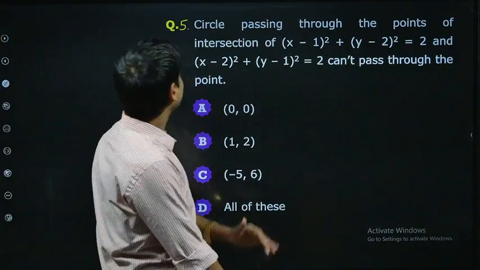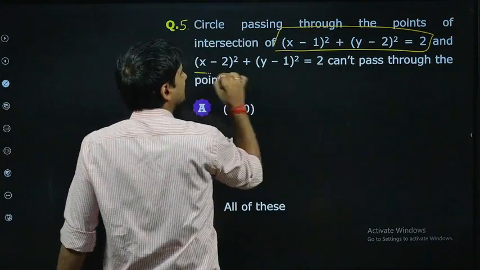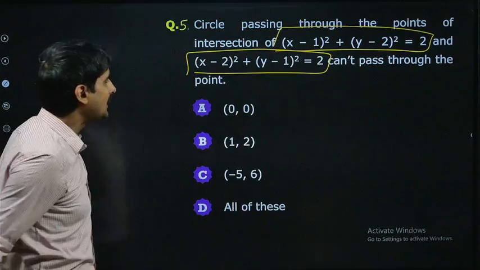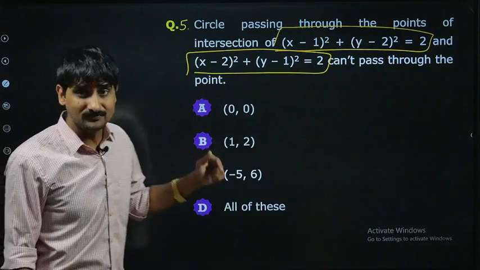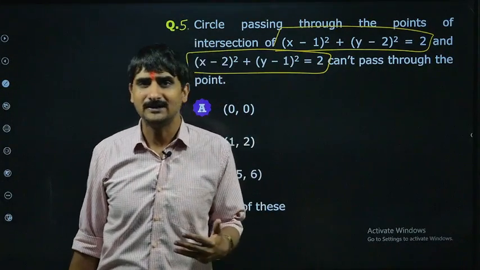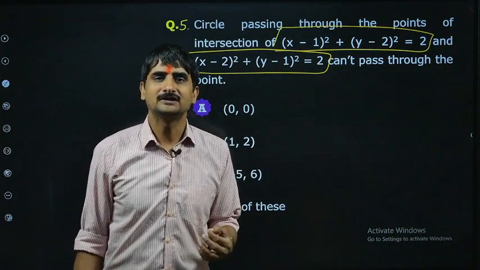Now see, fifth one, circle passing through the points of intersection of this. And now observe these two circles can't pass through the point. Can't pass through the point. So many of you might be thinking that this is a question of, or we need to use a family of circle concept to solve it.